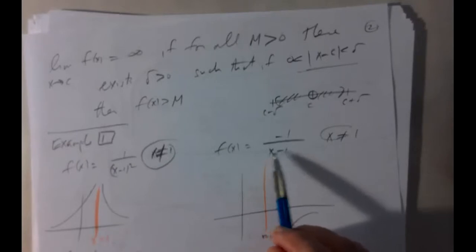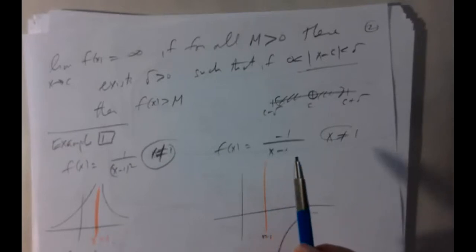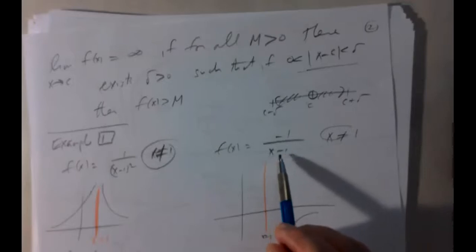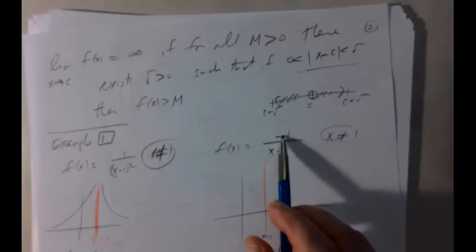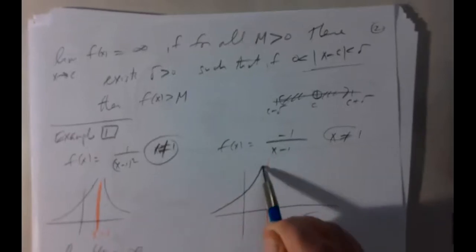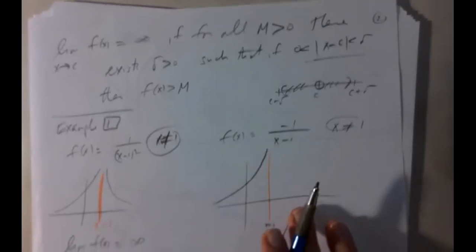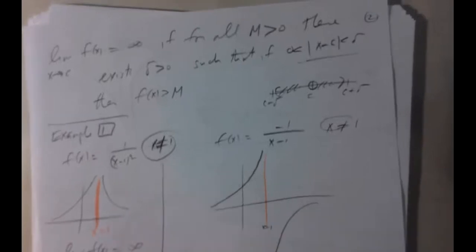On the other hand, if x is less than 1, x minus 1 is negative, and minus 1 over a negative number is positive. The function is positive and going to plus infinity. So for this function, we can say the limit of f of x as x approaches 1 from the positive side is minus infinity, and the limit of f of x as x approaches 1 from the negative side is plus infinity.